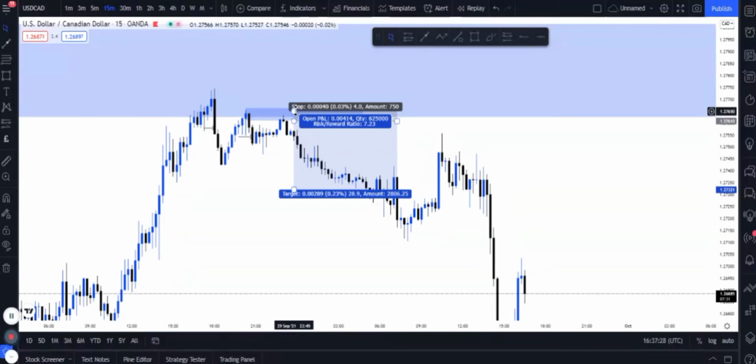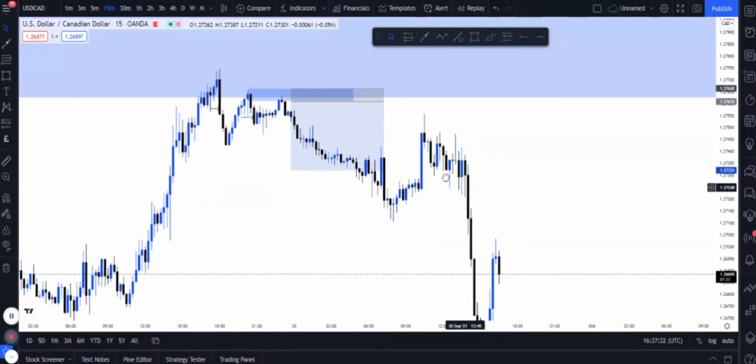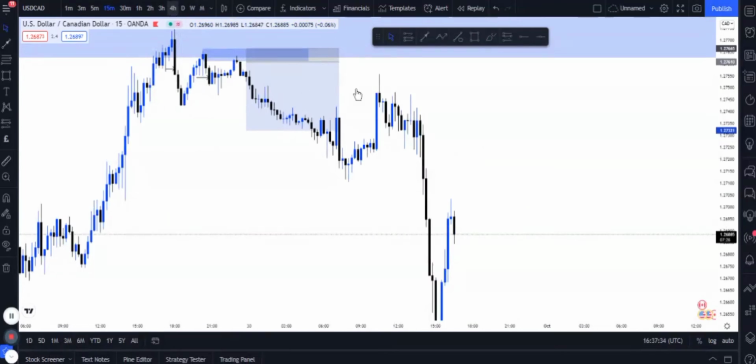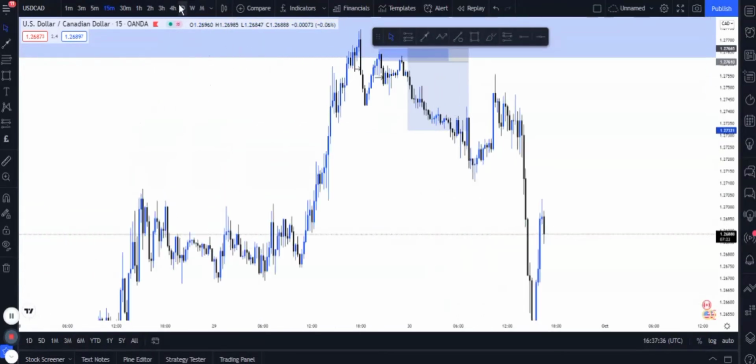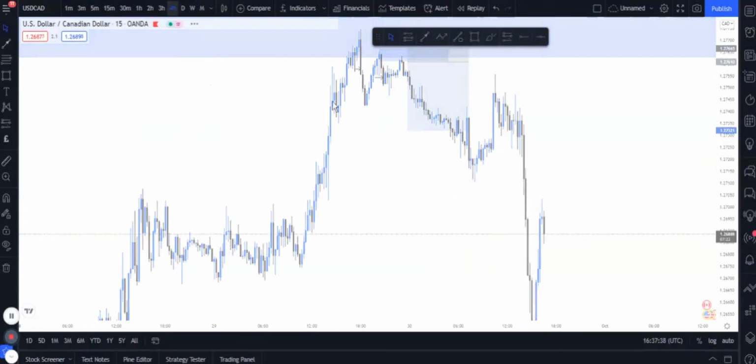This was a break structure. If we were to go to a very low time frame, we're going to see that is a nice structure that was violated. So that was the point, and I entered. My stop loss is just below there, and my target right now is the 4 hour time frame.